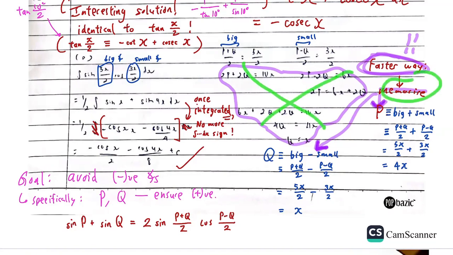Memorize this instead. P, remember I told you, wait, I didn't tell you, sorry. This one, no choice, have to memorize. P, just remember that it's the big angle, so you want to plus. You take the big plus the small. In this case, (P plus Q) over 2 is 5x over 2, good. (P minus Q) over 2 is 3x over 2, that's also good. So here and there, you just add them together.